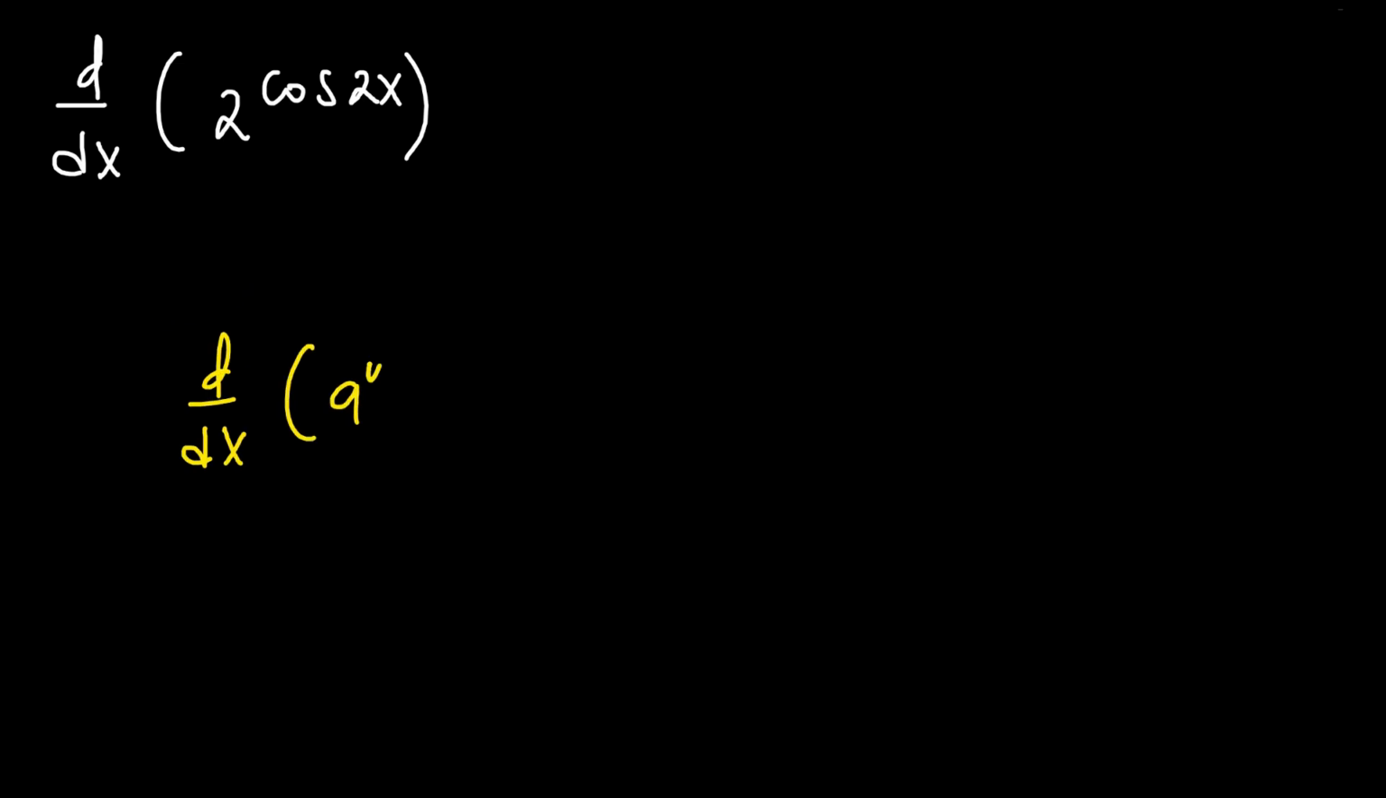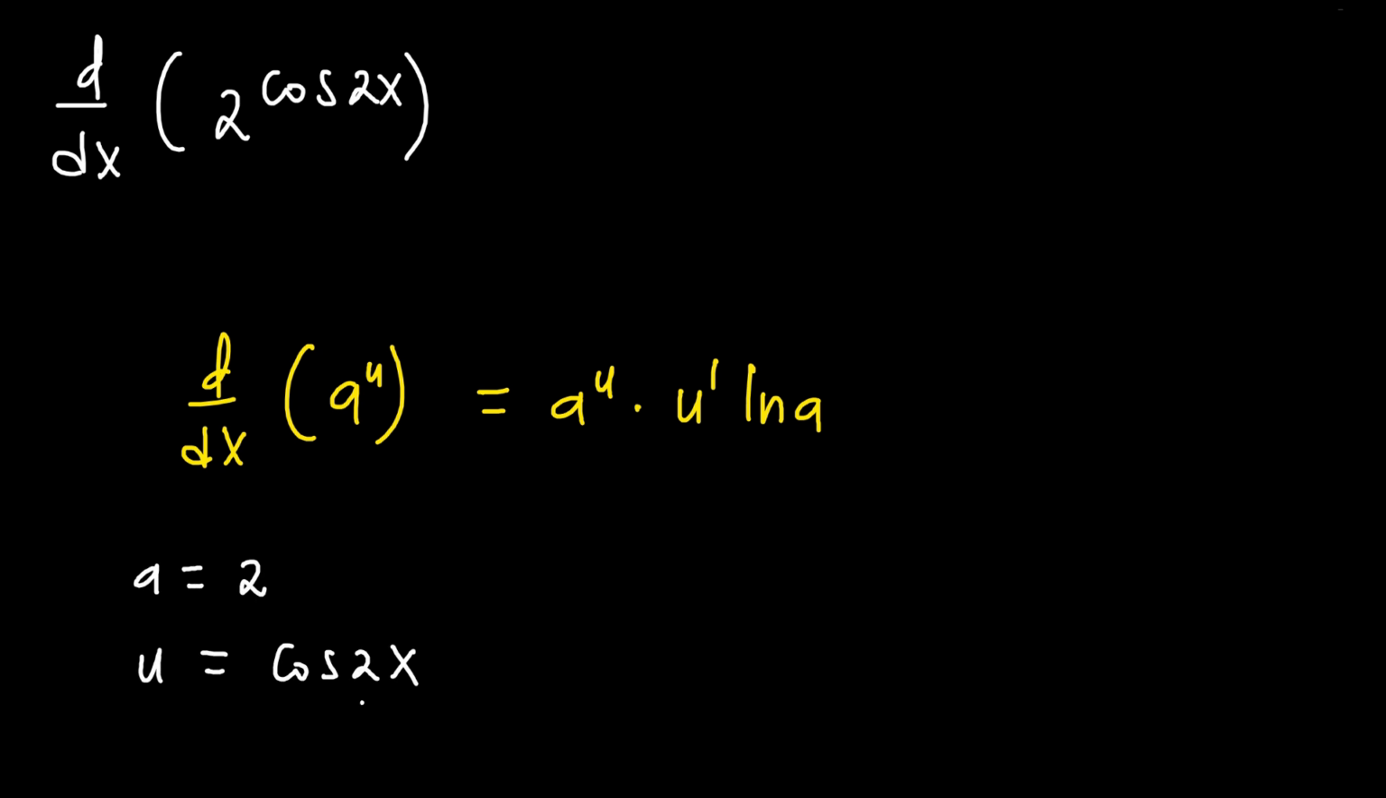Now let's say you are told to find the derivative of 2 raised to the power of cosine 2x. How can you differentiate this? Now notice that in this case the base is not e. And if you remember, we said that if you have the derivative of a to the power of u, this will be equal to a to the power of u times u prime times natural log of a. So in this case a equals 2, and then u equals the cosine of 2x.